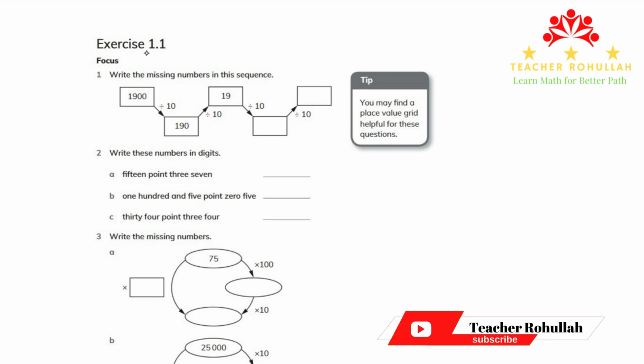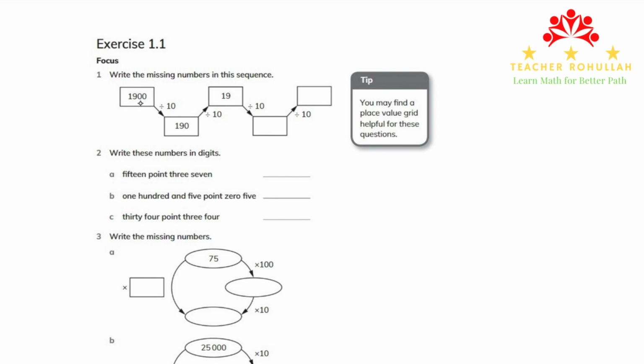In this video, I'm going to work on the examples of exercise 1.1 of grade 5's workbook. The first example over here is asking us to write the missing numbers in this sequence.